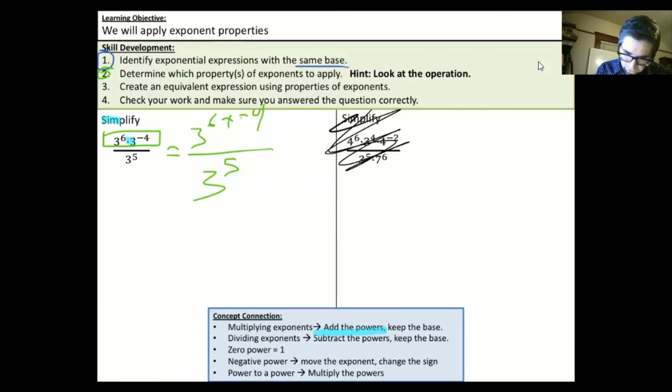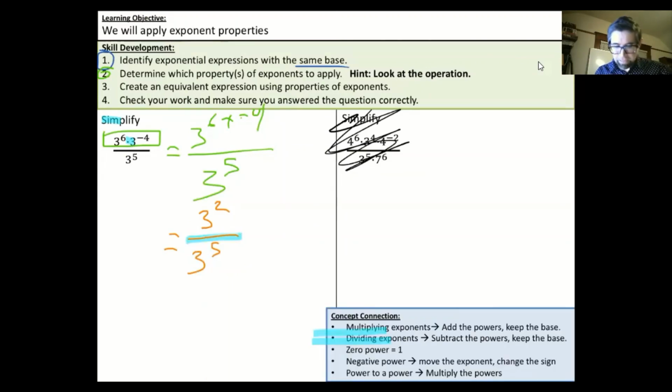So now I'm going to switch colors here to show you that I've simplified the first step on the numerator. I now have 3 to the 2nd power divided by 3 to the 5th power. Okay, so hopefully you follow along. I added the powers, but one of them was negative. That's how I ended up subtracting them. So like I said, we were just subtracting the powers. So 3 to the 2nd power, I see division, so I know to subtract the powers. And then now I have to just subtract them.